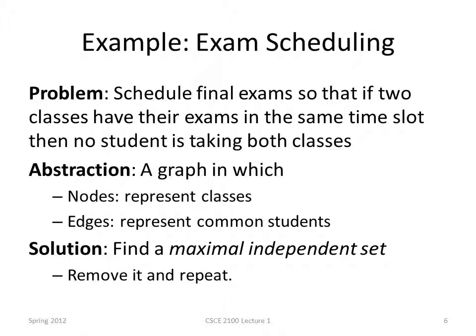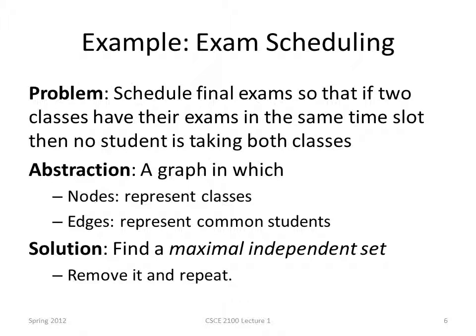The abstraction we're going to use is a graph. Now a graph consists of a bunch of nodes, which we draw as circles, connected by lines, which we call edges. So in this graph, the nodes will represent classes, so we'll have a circle for each class, and we draw a line between every pair of circles that has a common student. So the nodes represent classes, the edges represent the existence of common students.